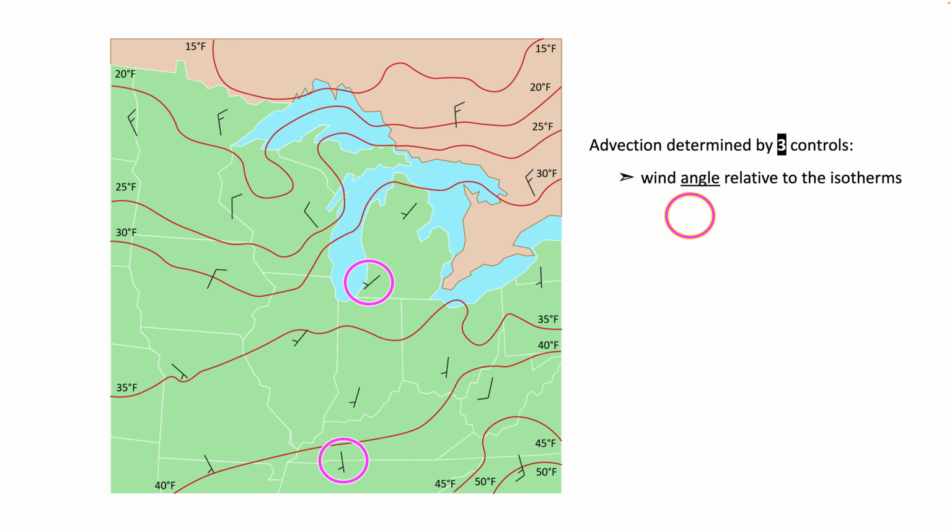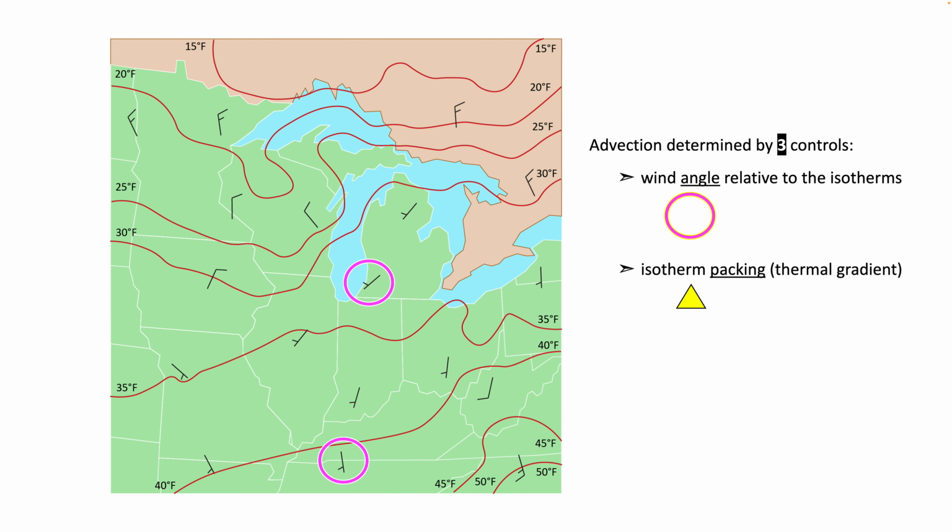And so when the winds are parallel to the isotherms, you actually don't get any advection at all. The wind is not transporting warm air towards the north, nor is it transporting colder air to the south. So you maximize your thermal advection when the winds are perpendicular to the isotherms, and then as the wind angle gets smaller and smaller, the advection decreases until there's no advection when the winds are blowing parallel to the isotherms. So that's the first factor.